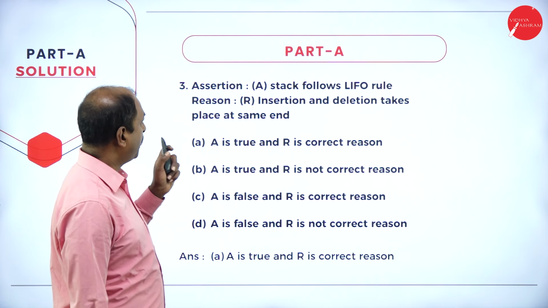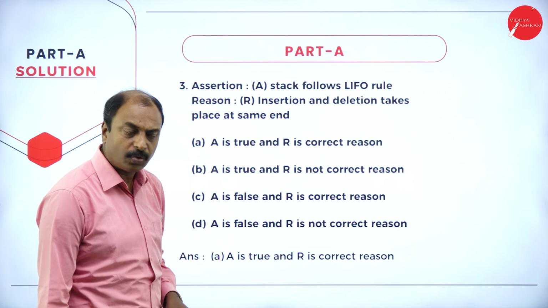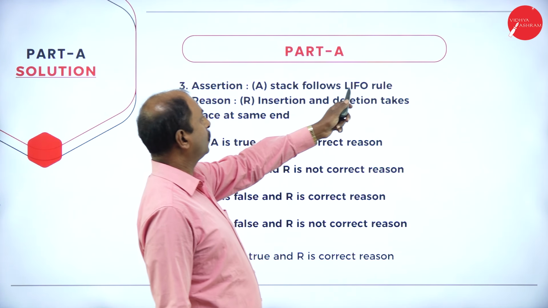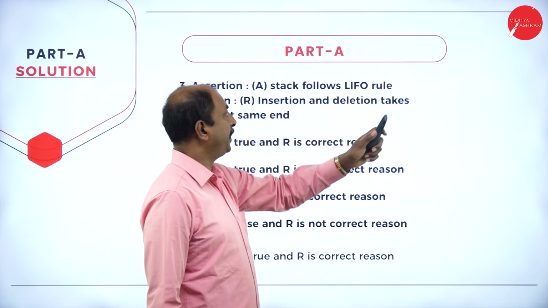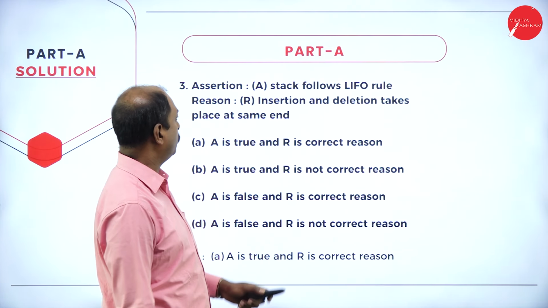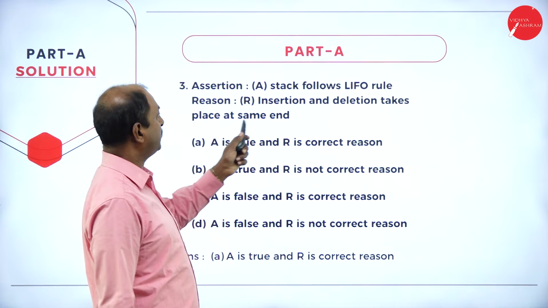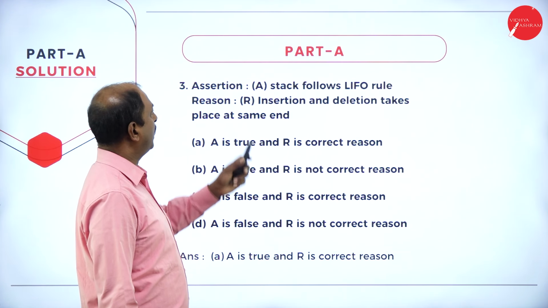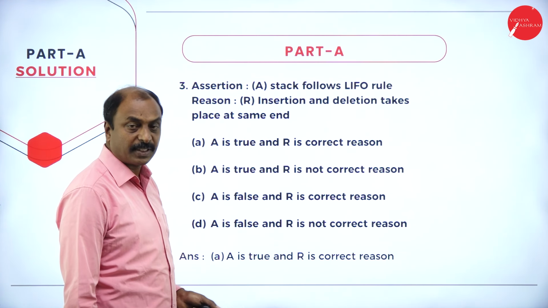Now question number 3, here this is assertion and reason type of questions. So here A is assertion, stack follows LIFO rule. Stack follows LIFO rule, means last in, first out rule. And reason is insertion and deletion takes place at the same end. So these are the two statements, assertion and reason. Now there are four options. We have to select the best of it.